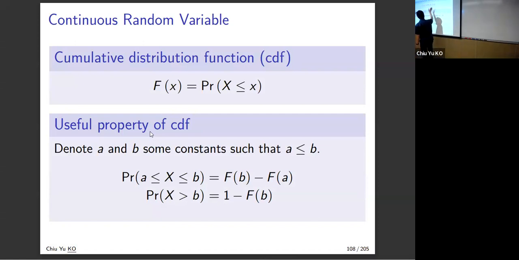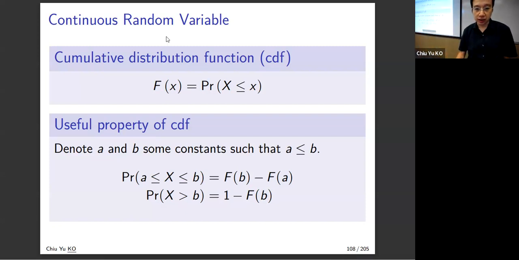F is P of X less than x, and it has some properties you probably would not be surprised to see. This one is the same as this one. The reason is the addition rule, where less than a plus b would be the case. And if you are very strict, I should use the less than or equal to.